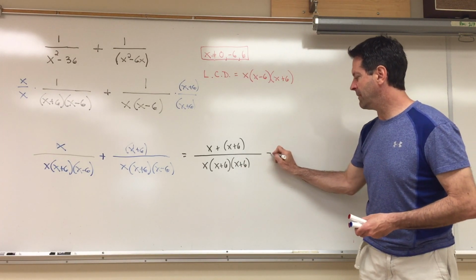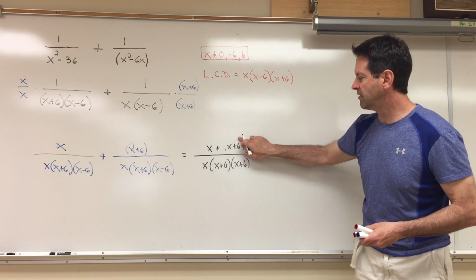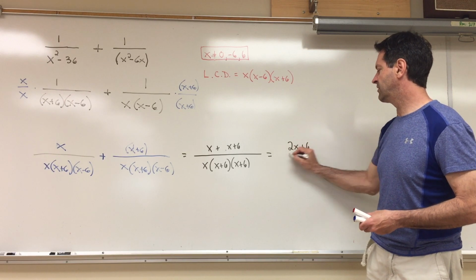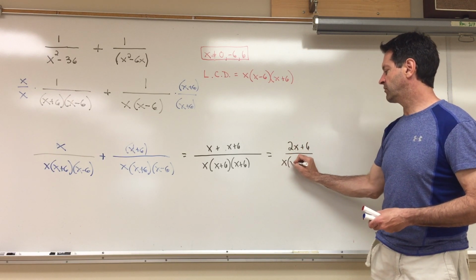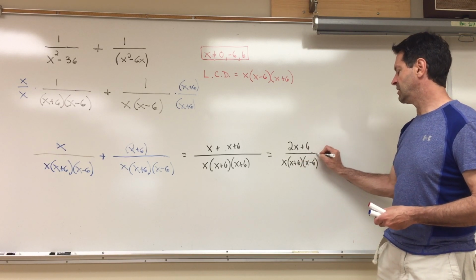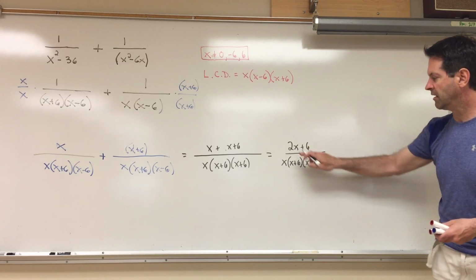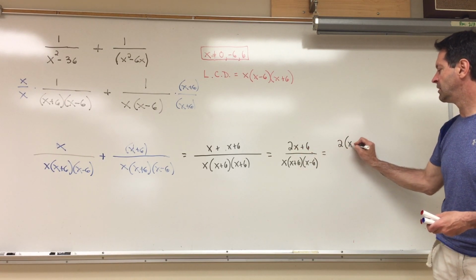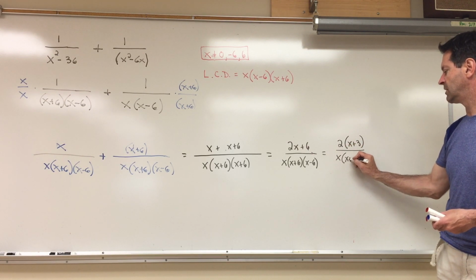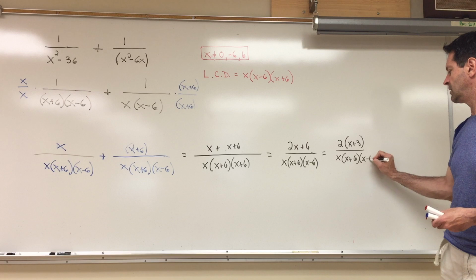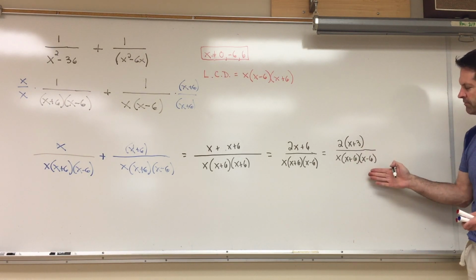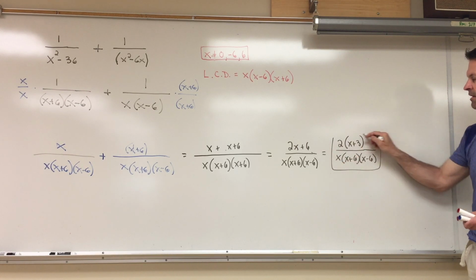Can the numerator be combined any further? Yeah. If we eliminate the brackets, we've got x plus x is 2x, plus 6, all over x times x plus 6 times x minus 6. Can we factor the numerator? Sure we can. We can take a common factor 2 out. Can anything be canceled out top and bottom here? Nope, that's as far as it goes.